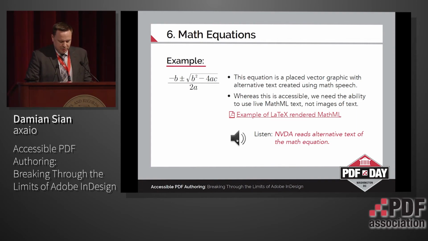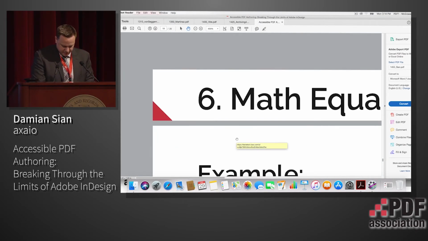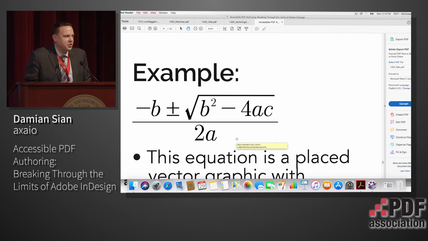I'm going to go ahead and jump to graphic math equation, fraction minus b plus or minus square root b squared minus 4ac over 2a. So this is an image of text. It is a vector image of text, which I'll give it that credit. So it's better than nothing, but it's still not as good as we could get.